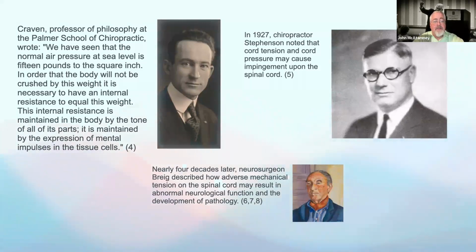In 1927, Stevenson noted that cord tension and cord pressure may cause impingement upon the spinal cord. Four decades later, neurosurgeon Breig said, adverse mechanical tension on the spinal cord may result in abnormal neurological function and the development of pathology.